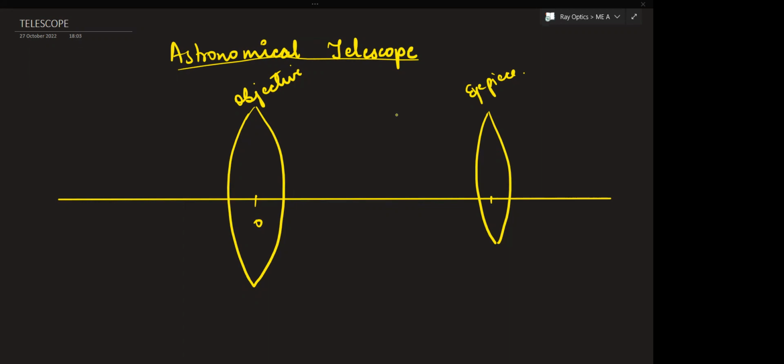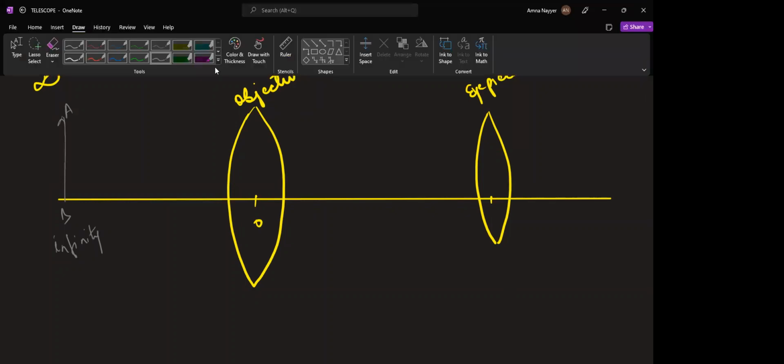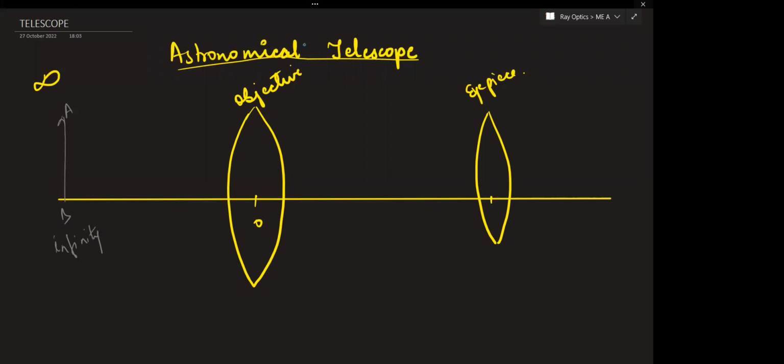Now see, your object will be definitely at infinity. Let's say this is infinity. I have drawn the object at infinity just for the calculation purpose. This is A, B. This is at infinity. Now see what will happen. The rays will come. These rays will come from infinity.